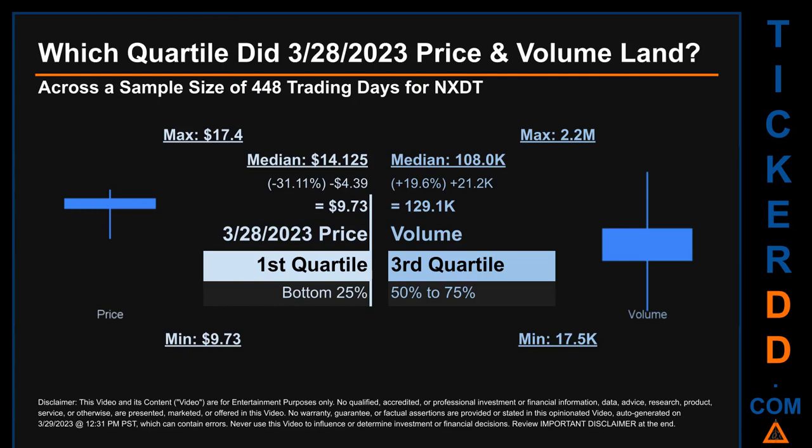Quartiles tell us about the spread of a data set by breaking that data set into quarters, just like how the median breaks the set into half. Descriptively, NXDT has a median price of $14.125. Therefore, March 28, 2023 price was lower from that middle marker by 31.11%. The day's volume of 129.1 thousand was more than the median by 19.6%.